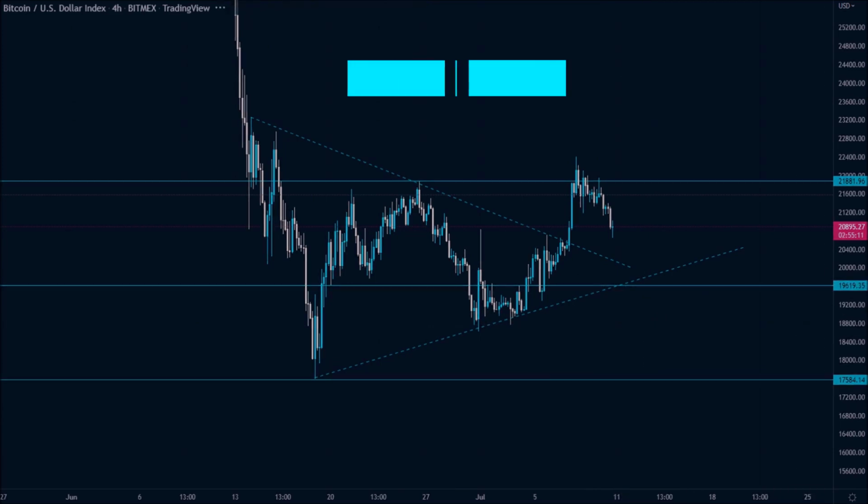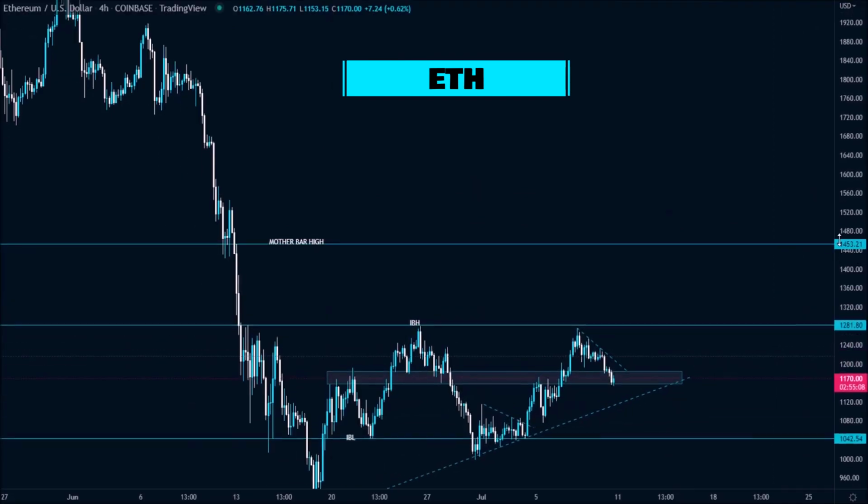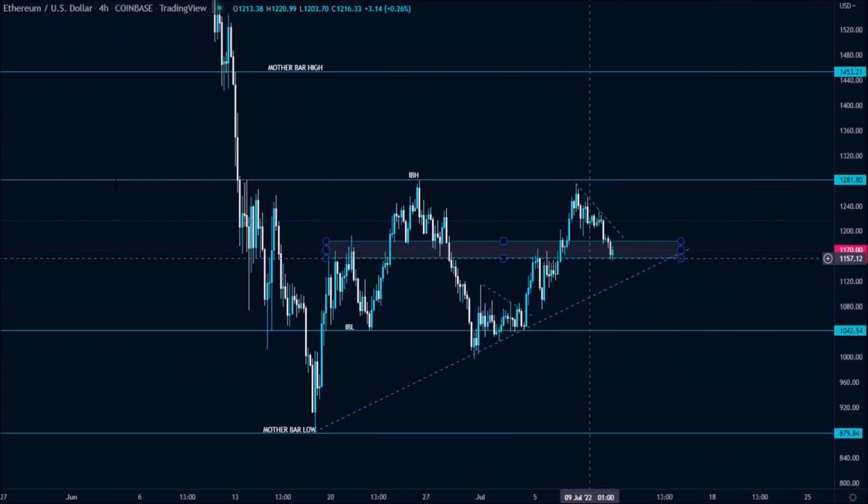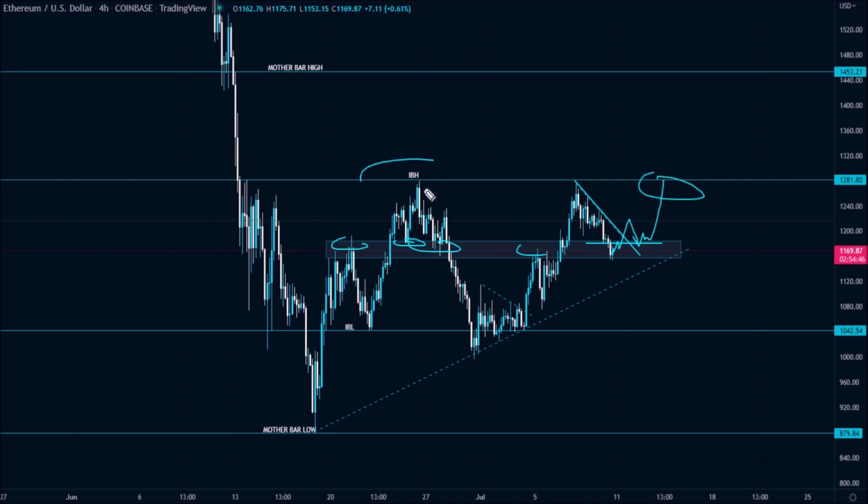Ethereum didn't quite take out the inside bar high. Here we did get a deviation of the inside bar low, and it came up and it was so close. So I've marked out structure that if this was to break, we are at support. So we have support here, resistance, resistance. If we are to break, retest, then that would be enough for me to long and target this inside bar high.